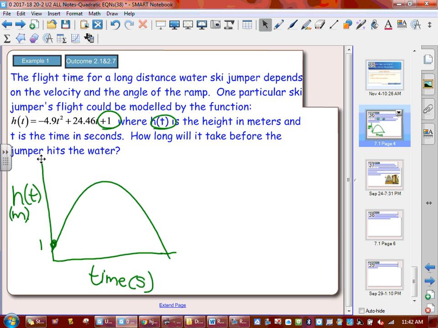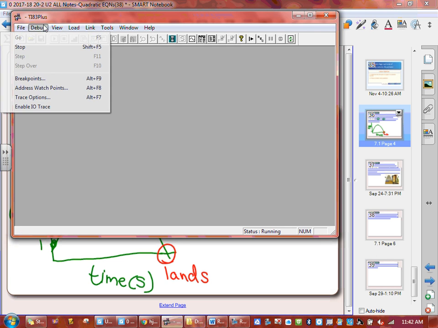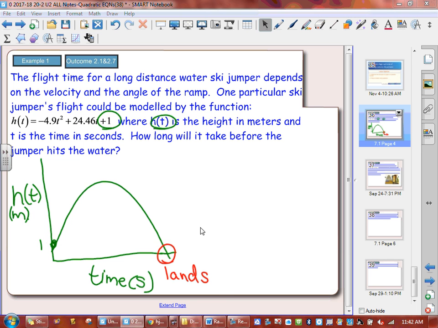Now, if it asks us where it lands, that's where it lands. So it's always going to want us to find an X-intercept of some sort. So that's where we grab our calculators, and we're going to be dealing with finding the X-intercept. So let's grab our calculator. I have to open my calculator again. Hang on here. Let's get this guy going.